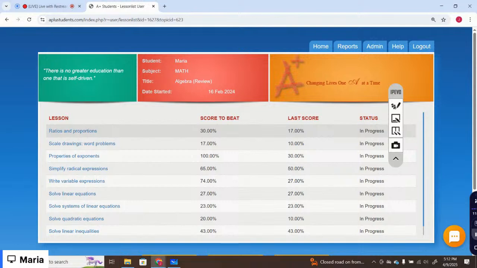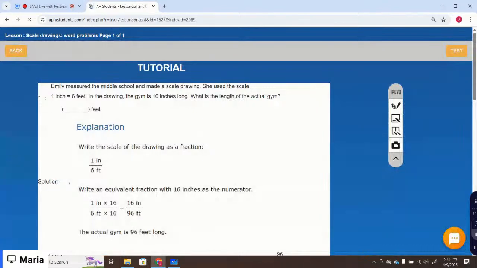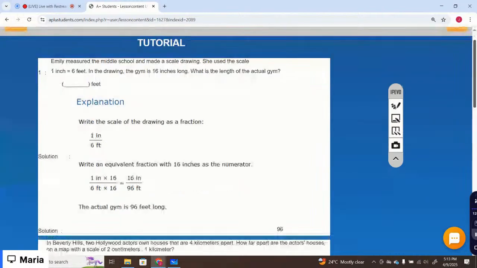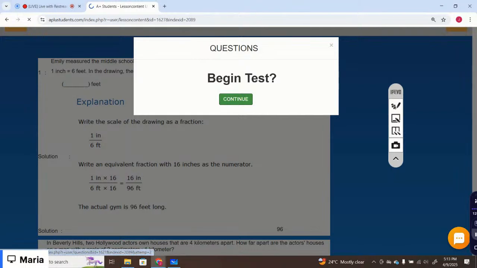Scale drawings, find word problems. Let's just start with the lesson. Emily measured the middle school and made a scale drawing. She used the scale 1 inch equals 6 feet. In the drawing, the gym is 16 inches long. What is the length of the actual gym? So the scale is 1 inch to 6 feet. The gym is 16 inches long. So 16 times 1 is 16. You have to do 16 times 6. So 16 times 6 is 96 feet. So option number 2 is the correct option. That is 96 feet. Let's just start with the test questions.